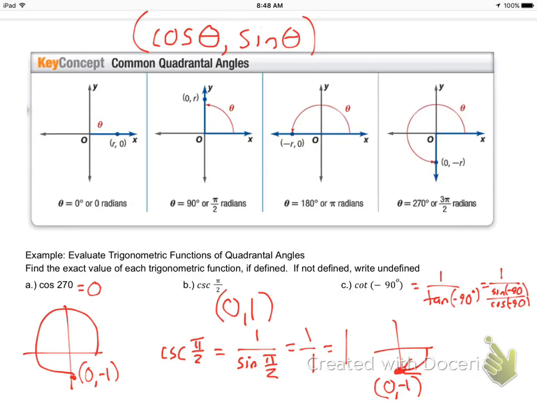But wait a minute, when you divide by a fraction, you flip and multiply. So it really should become cosine of negative 90 over sine of negative 90. And wait a minute, cosine, sine, I can do that. What's the cosine at negative 90? AKA the x value. Over negative 1. And 0 divided by anything? 0. And you're done.